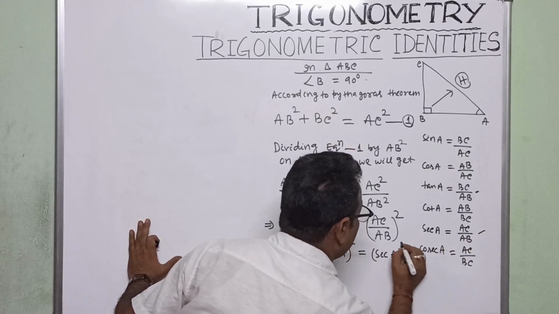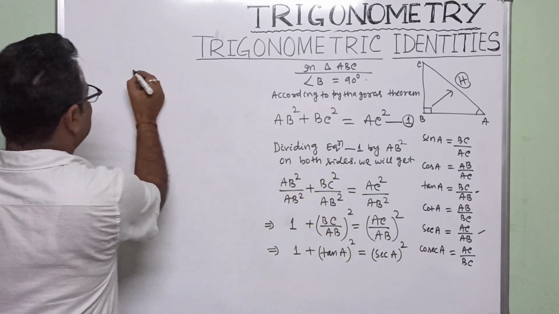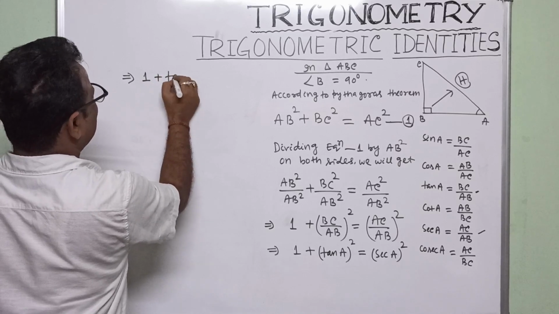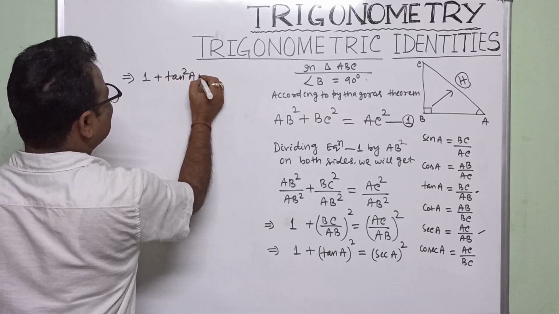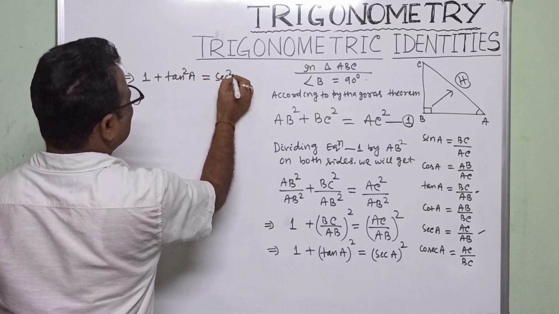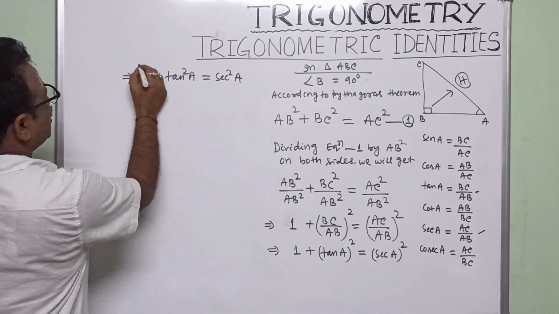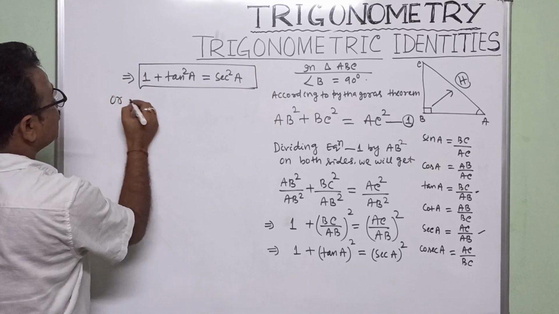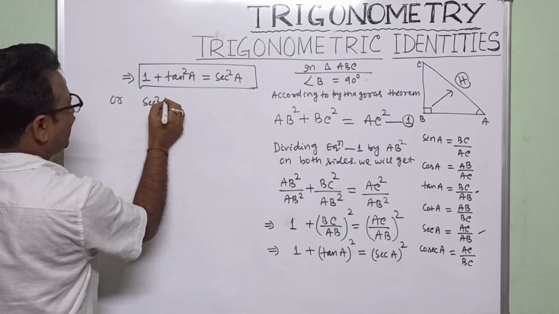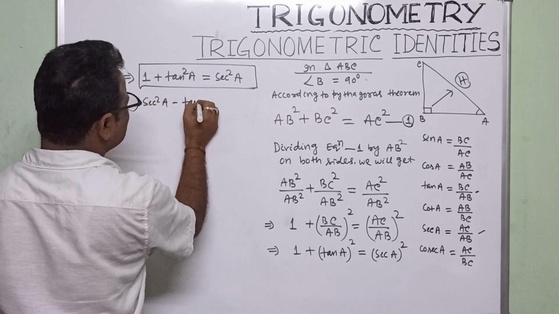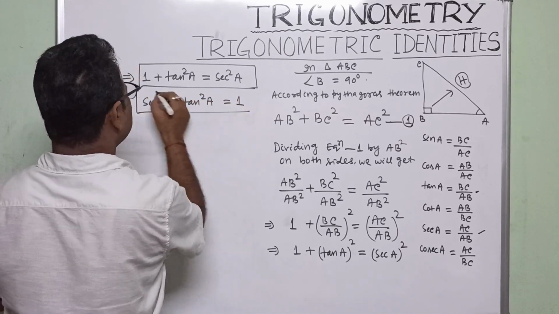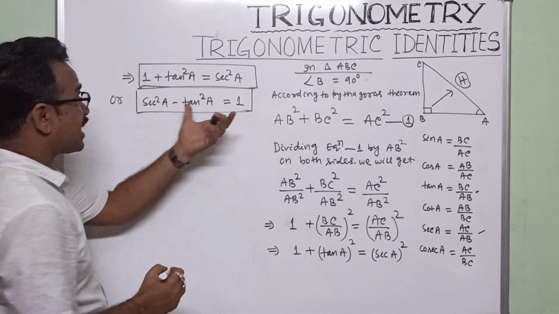Sec A whole square. That implies 1 plus tan square A is equal to sec square A. So this is your second identity. Or we can write sec square A minus tan square A is equal to 1, keeping 1 on the right side.